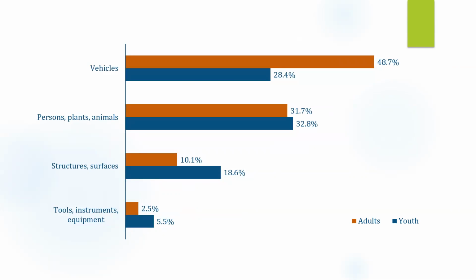When we look at the injury sources, the main leading injury source was vehicles. It was followed by other persons, plants and animals, structures and surfaces, and tools, instruments, and equipment. The vehicle category mainly included tractors and ATVs. Adult patients experienced more vehicle-related injuries than youth. Not surprisingly, tractors were the injury source for more than 20,000 injuries, accounting for one third of all injuries.